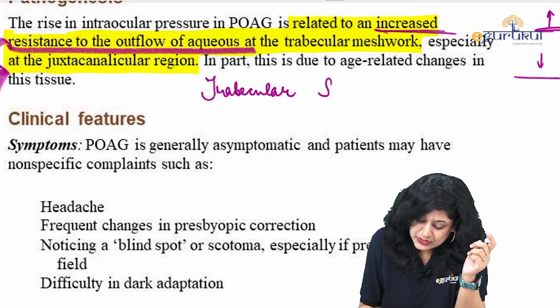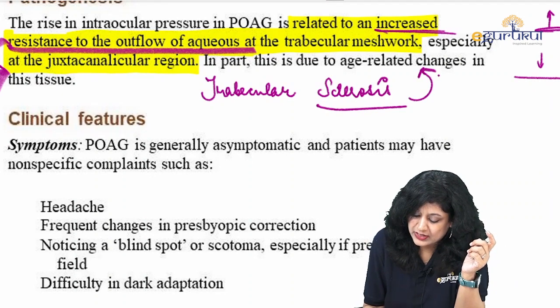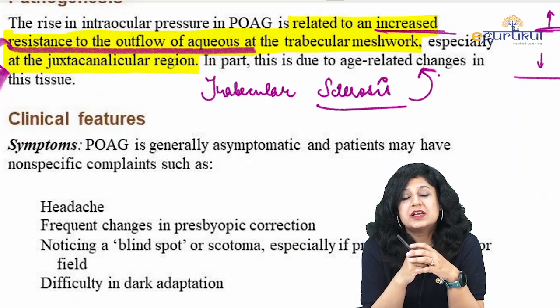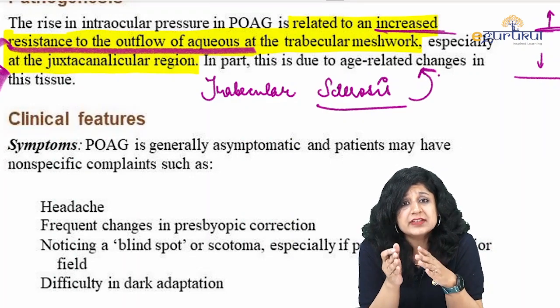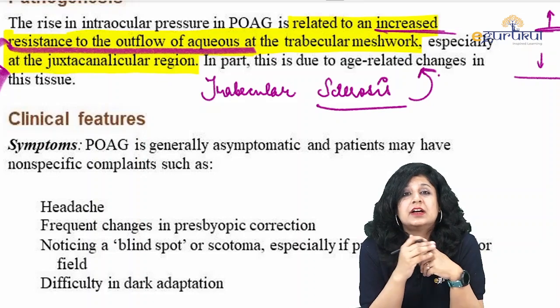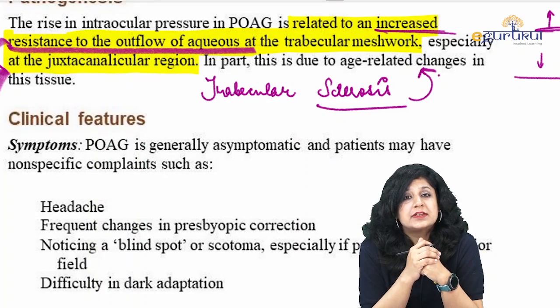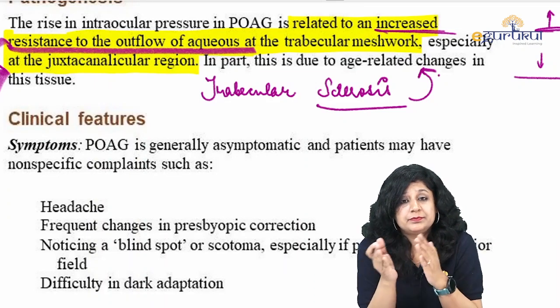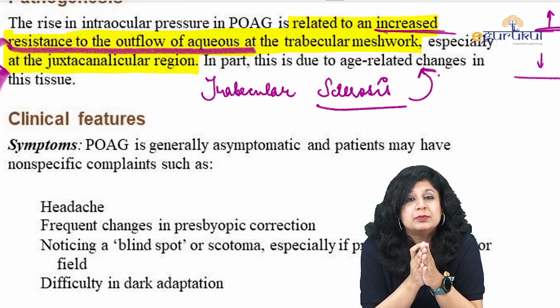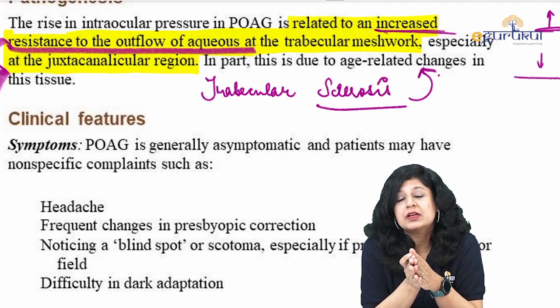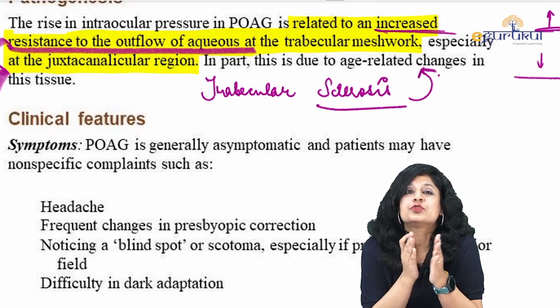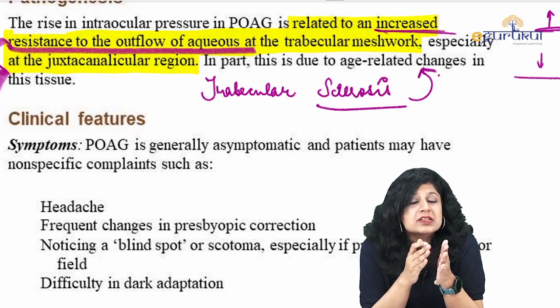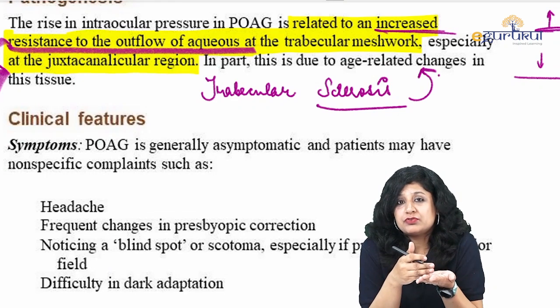Trabecular sclerosis, and this sclerosis is actually the age related changes, and that is why we say that the most common reason why we get the outflow in the aqueous humor, this blockade in the flow of aqueous humor at the level of the trabecular meshwork in cases of open angle glaucoma is due to the sclerosis. Sclerosis means we have got thickening at the level of the trabecular meshwork.